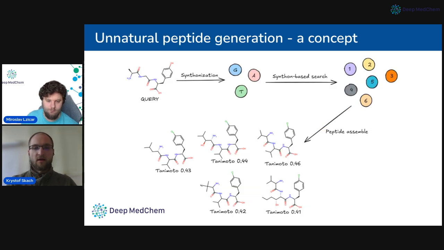In the case of unnatural peptide generation, the approach was similar. We analyzed the peptide on the level of single synthons, in this case on the level of amino acids, and searched through our databases in order to find structurally close amino acids, and then assembled these, in this case tetrapeptides, together in order to get a rich variety of structurally close peptides that were resembling the query structure. However, they were structurally different.